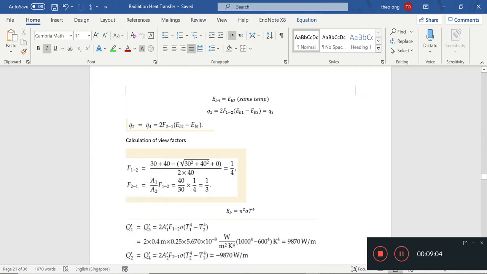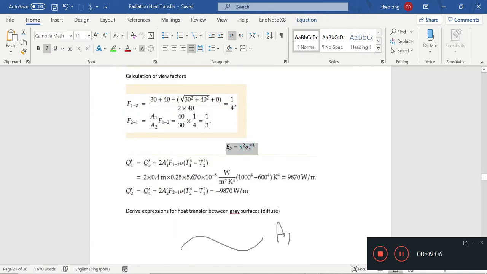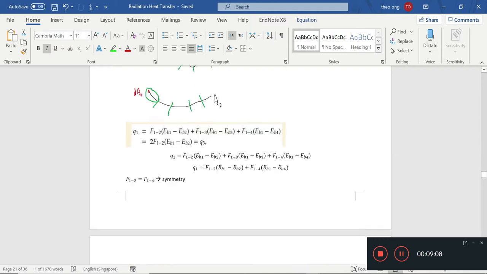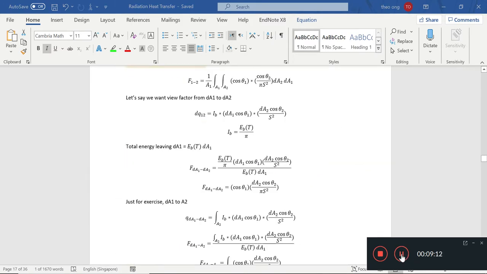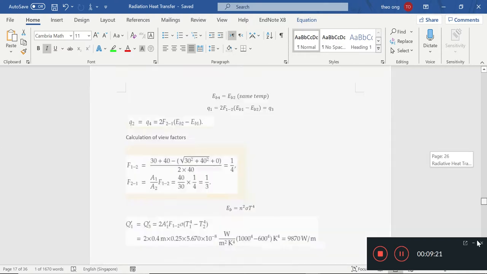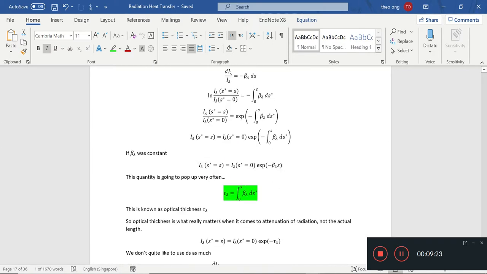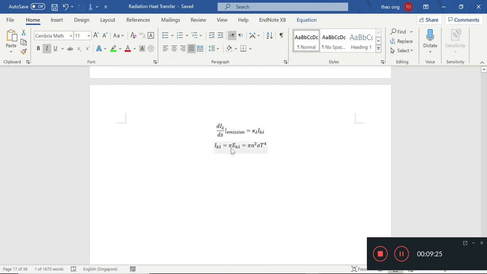Okay, here we are. E_B equals sigma T to the 4th. Let me fast forward. Oh yes, I_B equals E_B over pi. This is what we have derived before. So let's go down and correct our equation.